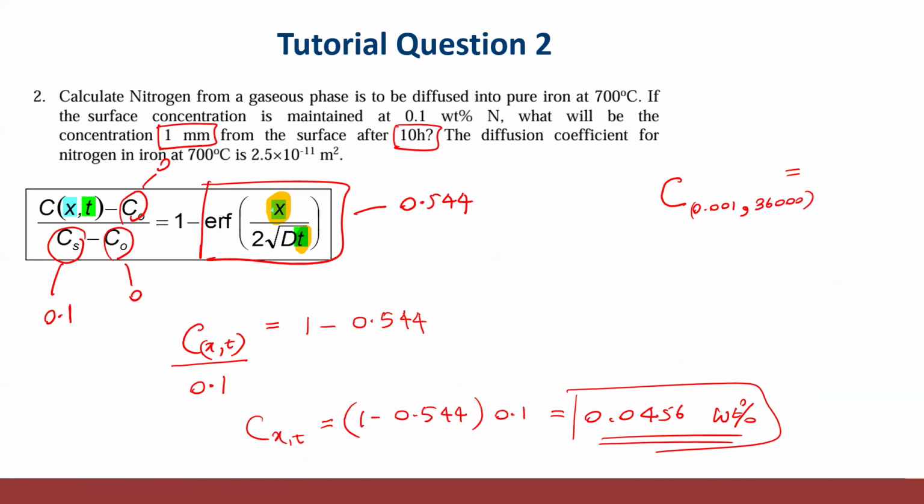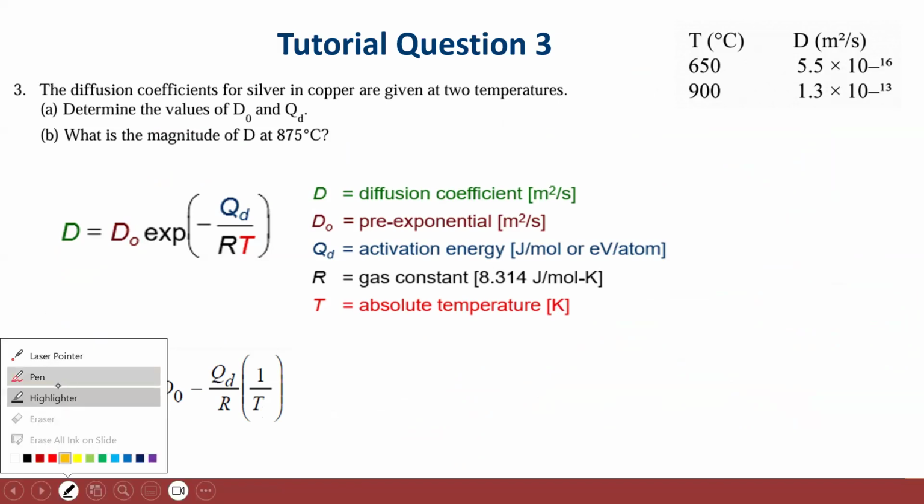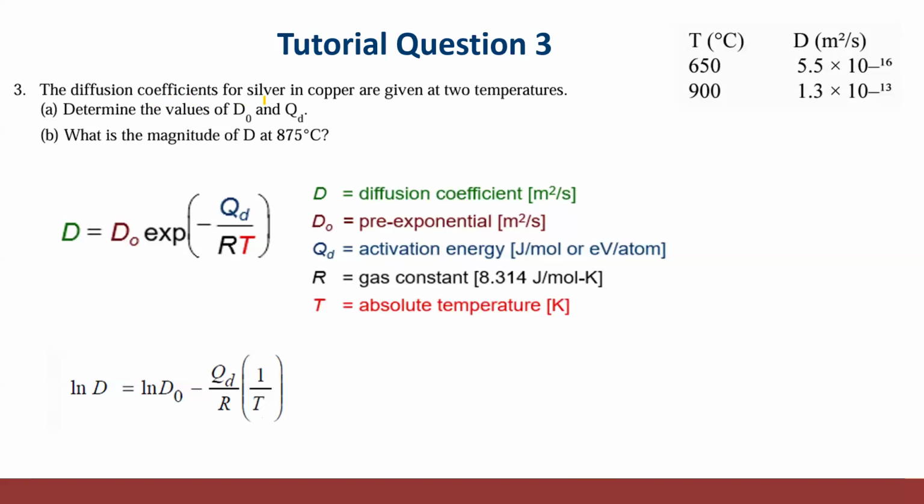Okay, question number 3, which is our last question. Here, they are asking us to find the diffusion coefficient. The diffusion coefficient for silver in copper is given at 2 temperatures. When the temperature is 650, the diffusion coefficient is this. When the temperature is 900 degrees Celsius, the diffusion coefficient is this. They are asking us to find the D naught, which is the pre-exponential, and also the activation energy.